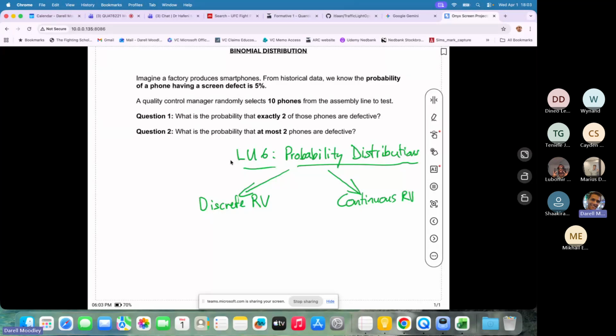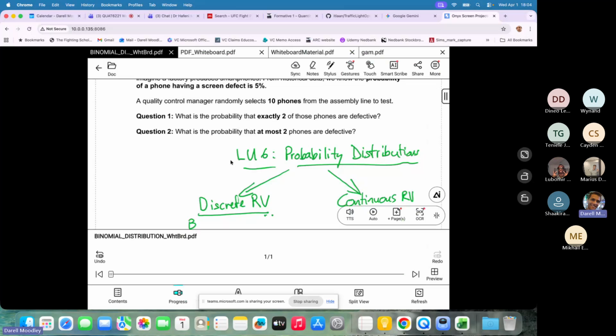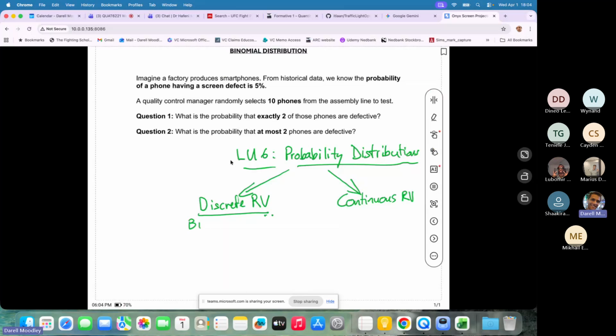Now, there's a whole bunch of distributions for these, okay? But for this course, we're only going to cover a few. So for discrete random variables, there's just 2 distributions that you'll cover. One is the binomial. That's the one type, and then the second type is the Poisson. And this is what we're going to cover today.